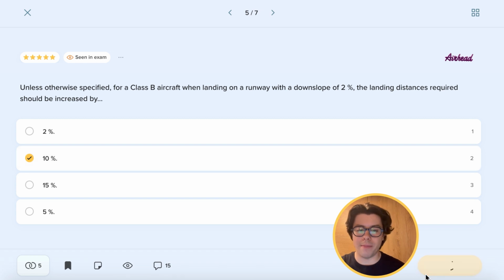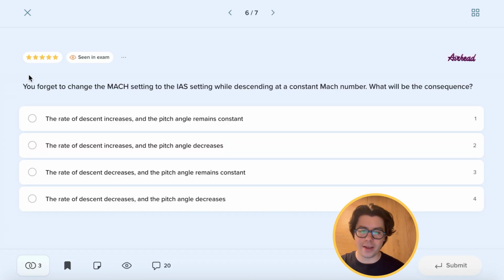And now for question number 6. You forget to change the Mach setting to the IAS setting while descending at constant Mach number. So what will be the consequence? This is a very interesting question, and quite a practical one. Of course, in most aircraft, this will happen automatically.